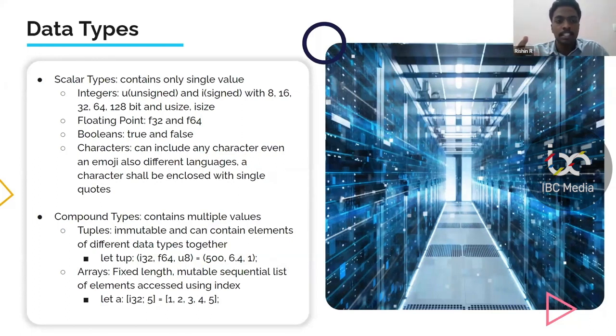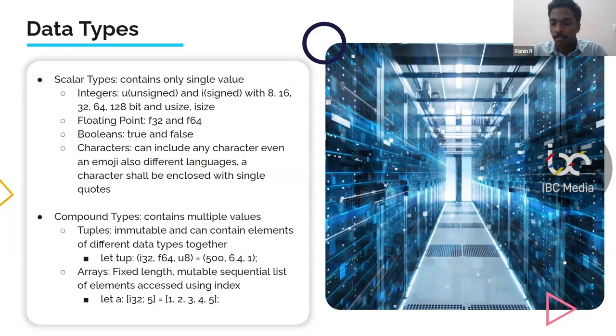Unsigned means it only allows positive numbers. Signed means it allows both positive and negative numbers. Now, this 8, 16, 32, 64, 128 means the size, the number of bits that it requires to store the value. Floating point means you can have decimal point numbers, and that could be 32-bit or 64-bit.